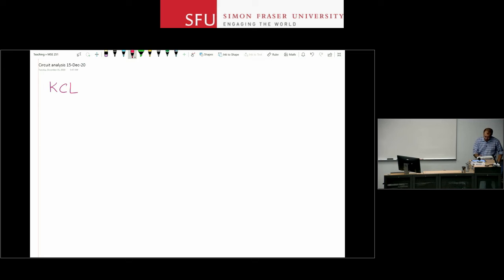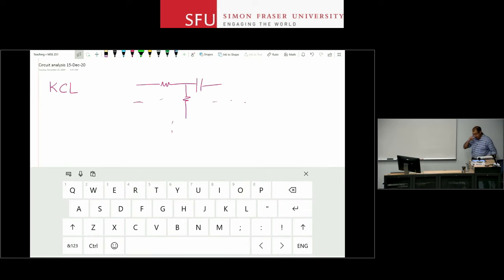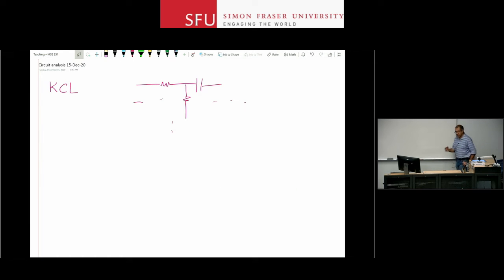KCL says that if you have a circuit, it doesn't matter if it is linear, nonlinear, whatever type of elements you have, this could continue in either direction. When you look at a node in that circuit, the sum of the currents to any node in the circuit is 0. So if this is I1, I2, and let's say I3 in that direction, it says that I1 plus I2 plus, since I3 has a negative direction, minus I3 is 0, right? Or the other way of stating it is that the sum of the currents that enter a node is equal to the sum of the currents that leave the node.